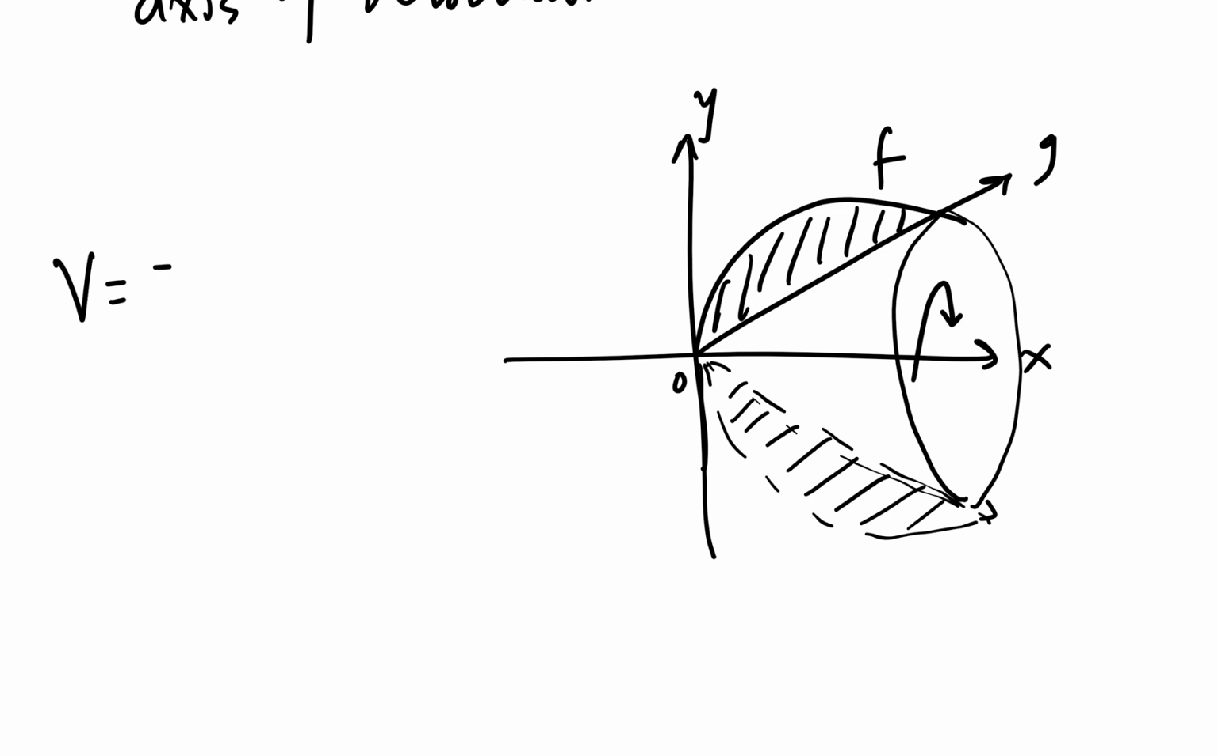Then the volume would be pi times the integral from, say in general, a to b. Now when you draw the rectangle I was talking about, you draw a rectangle perpendicular to the axis of revolution, which is the x-axis here. So you draw a vertical rectangle. If the axis of revolution was the y-axis, you draw a horizontal rectangle.